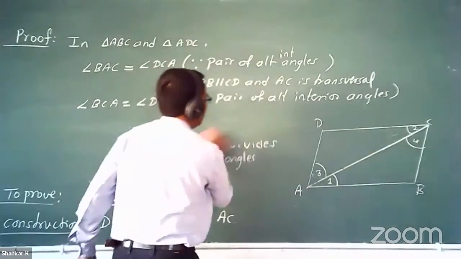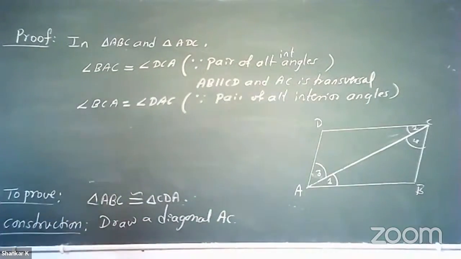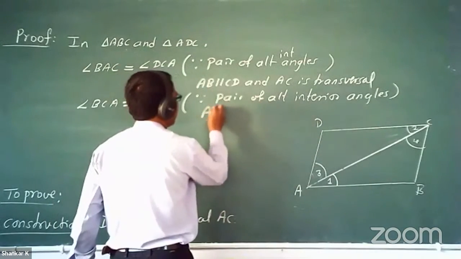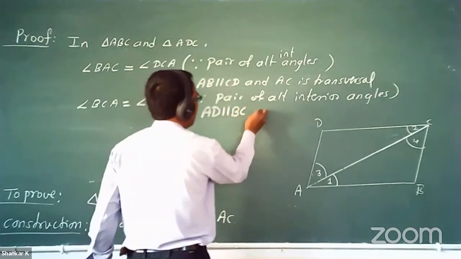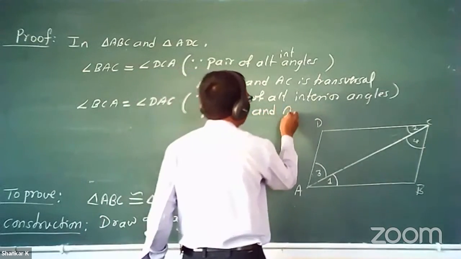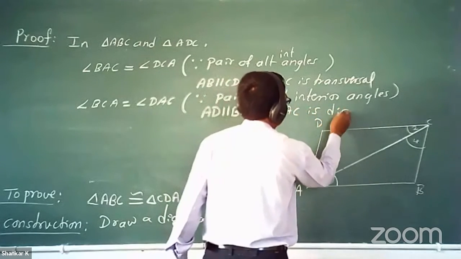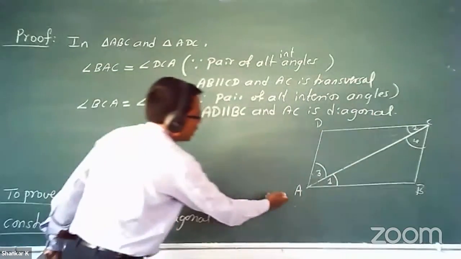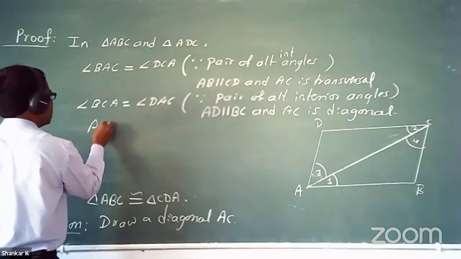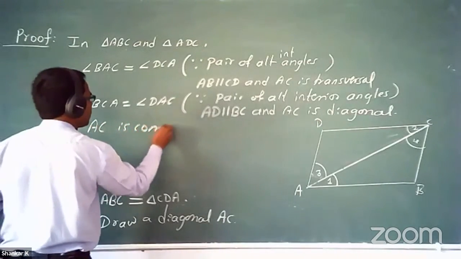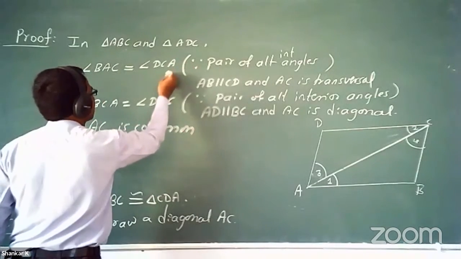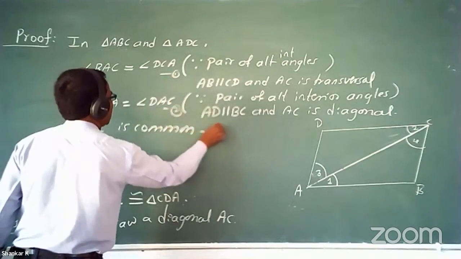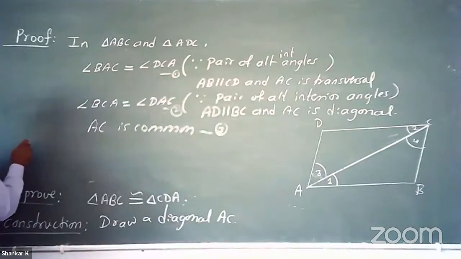The parallel lines are AD and BC. AD is parallel to BC and AC is the diagonal. Now, line AC is common. You can name it number 1, number 2, number 3.